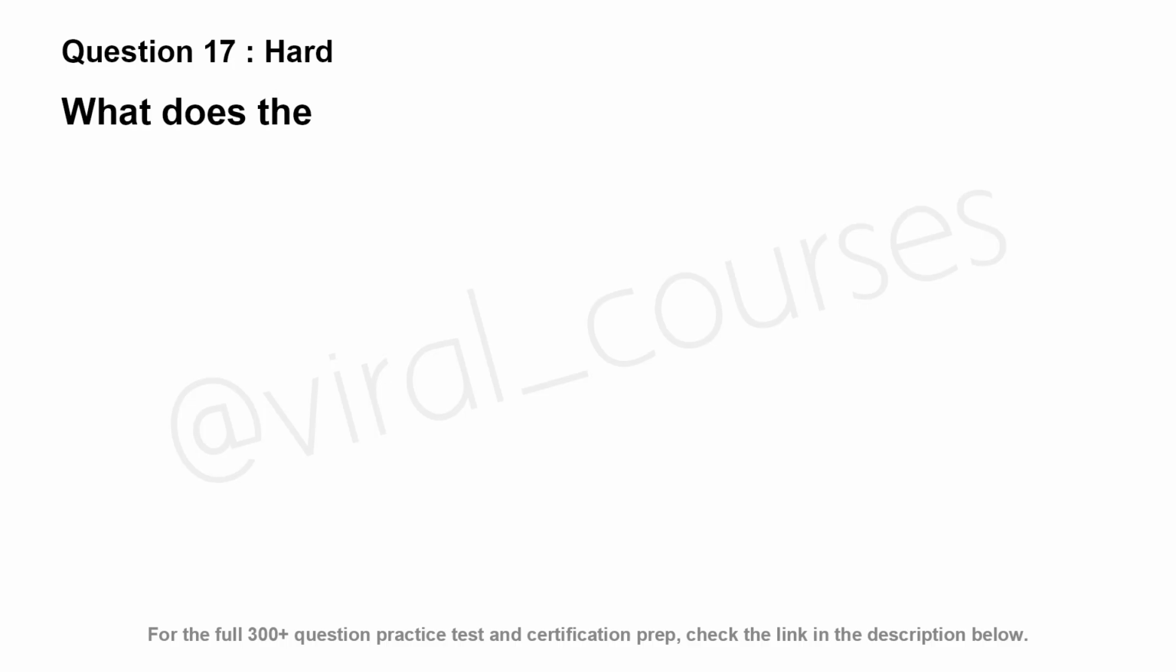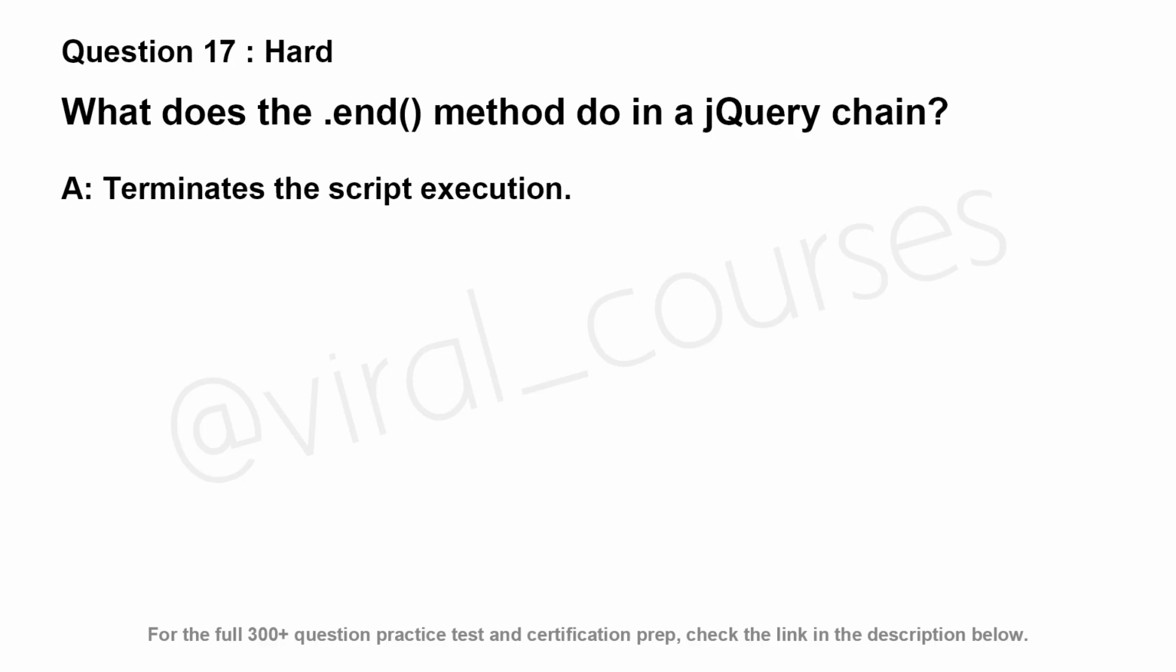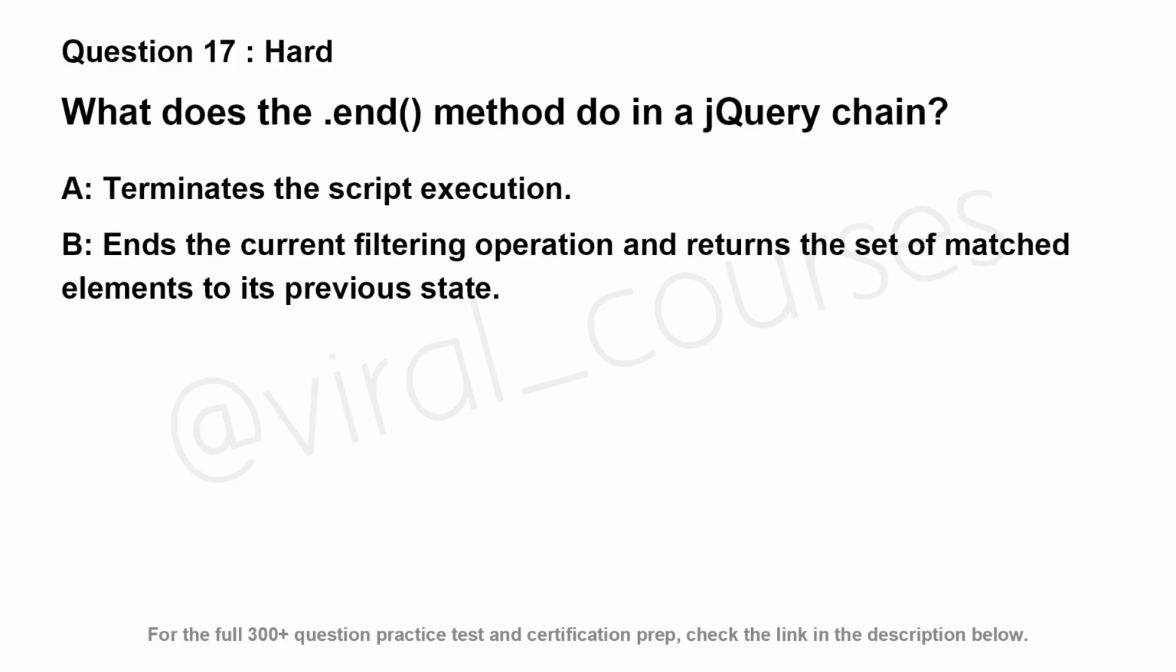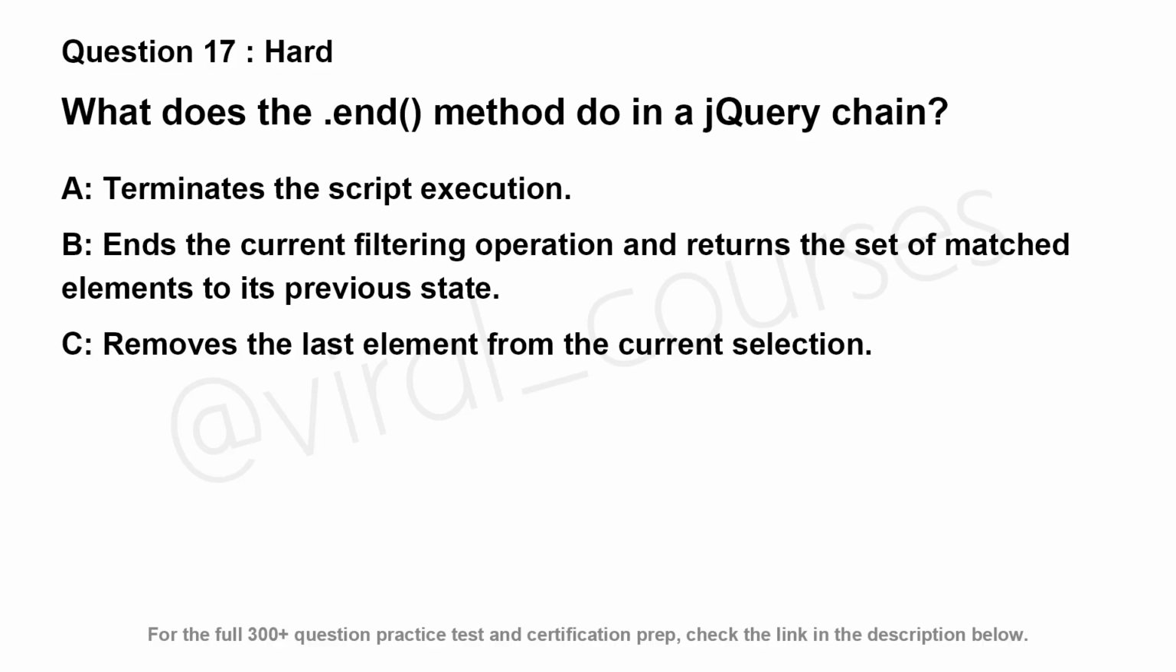What does the .end method do in a jQuery chain? Option A, terminates the script execution. Option B, ends the current filtering operation and returns the set of matched elements to its previous state. Option C, removes the last element from the current selection. Option D, closes a specific AJAX connection.